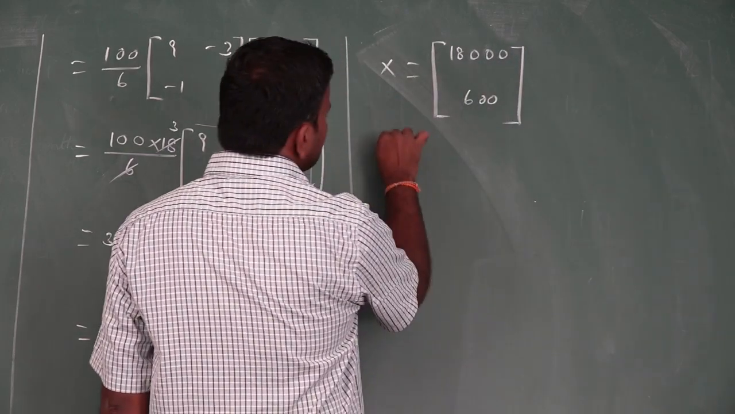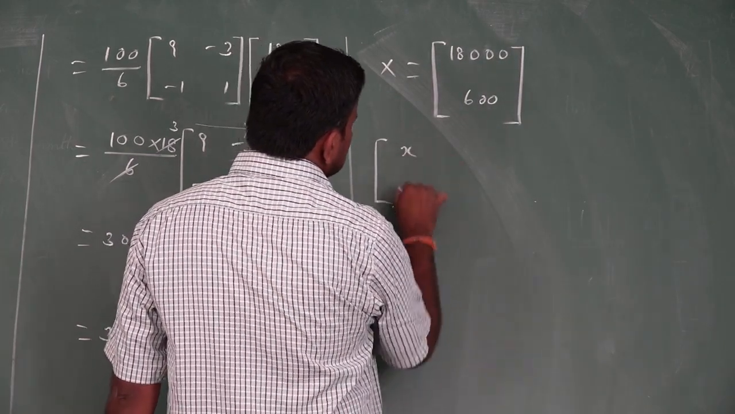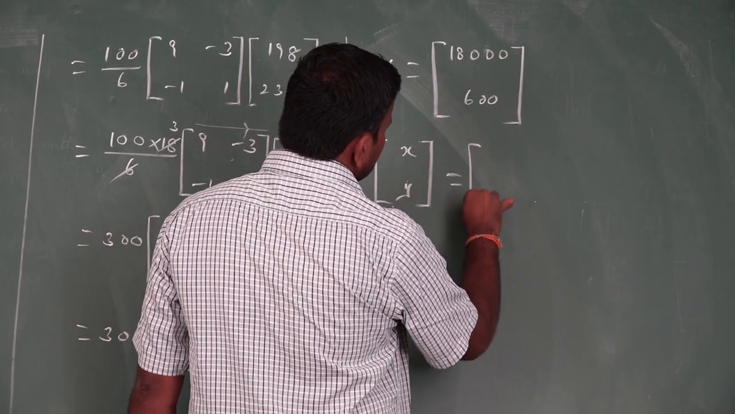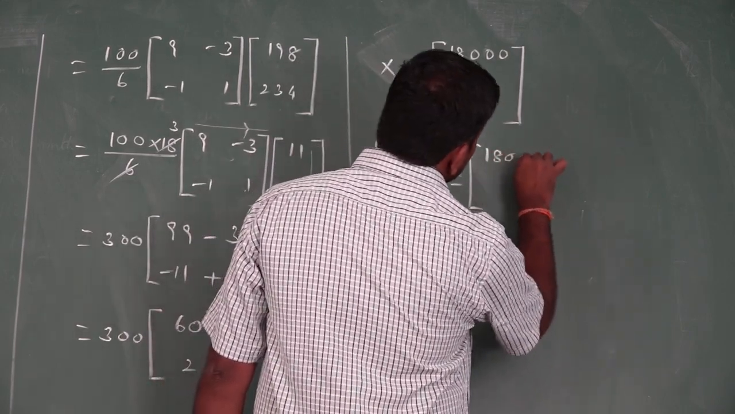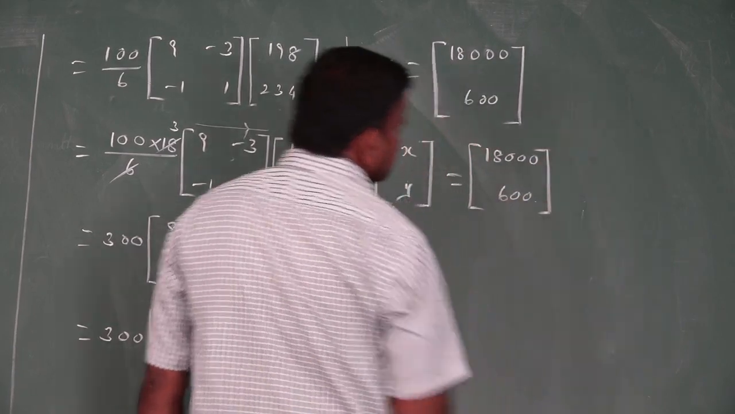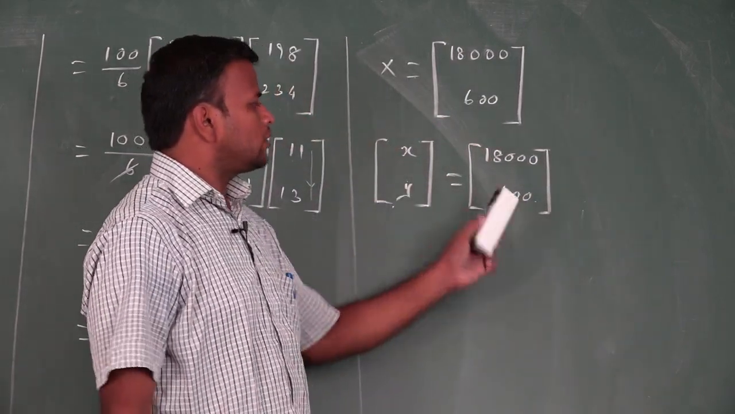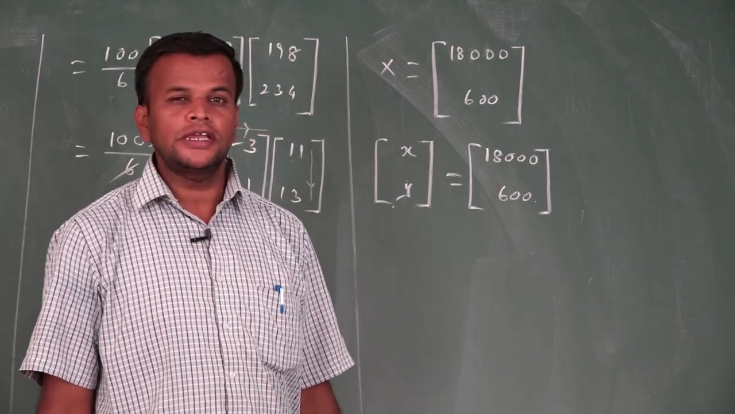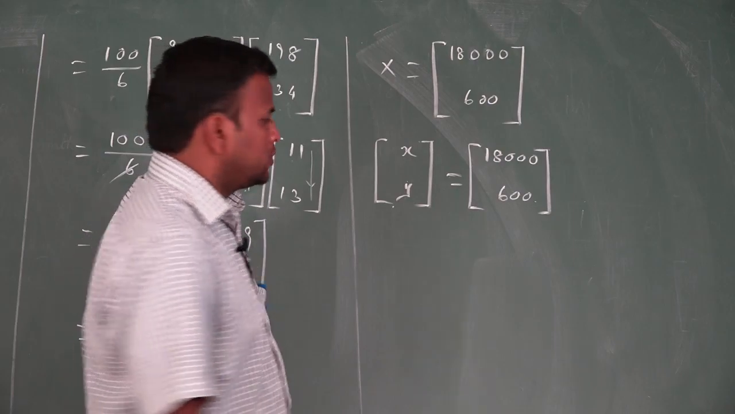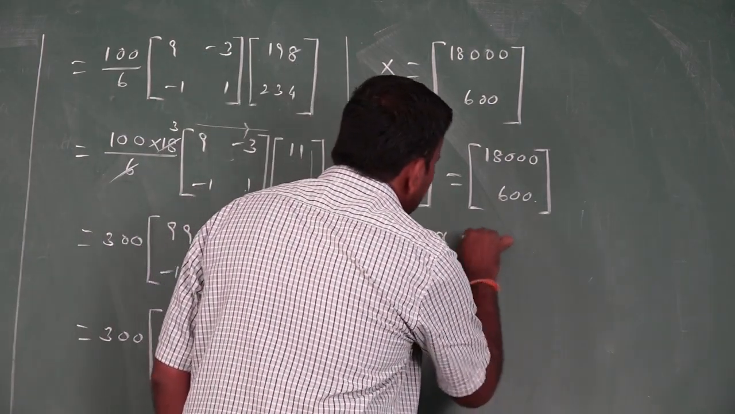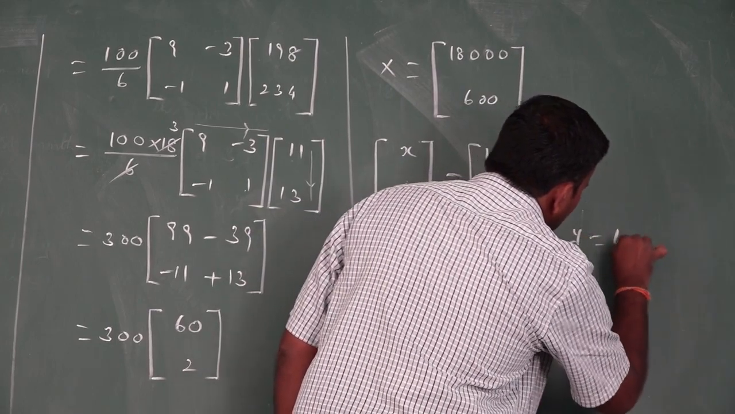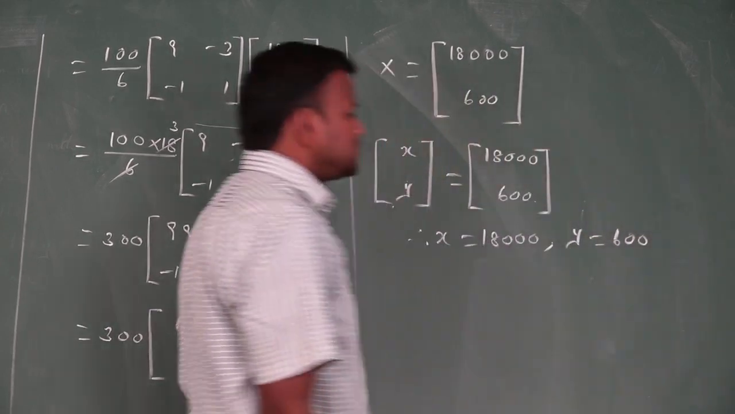Now we use the value of the matrix X. This value is X, Y. So 18,000 and 600. Both the LHS and RHS, both the matrices are equal in order. Therefore, the corresponding elements are equal. Therefore, the value of X is 18,000 and the value of Y is 600.